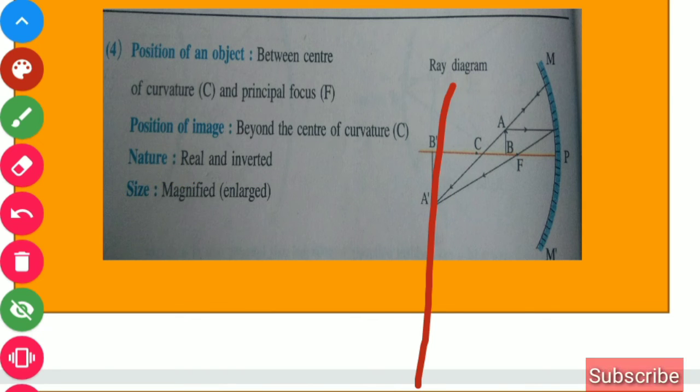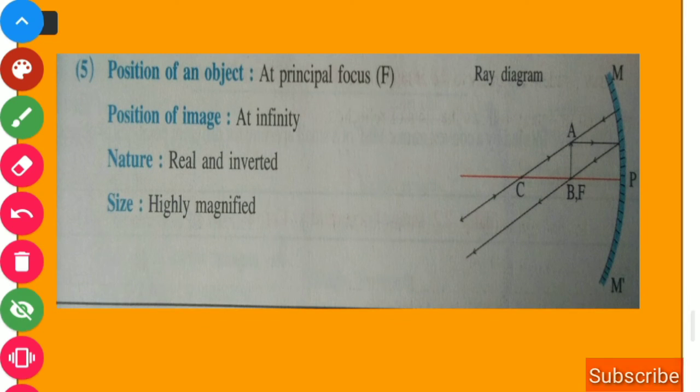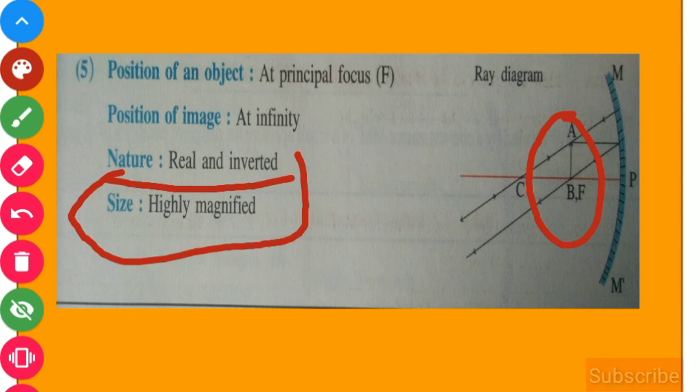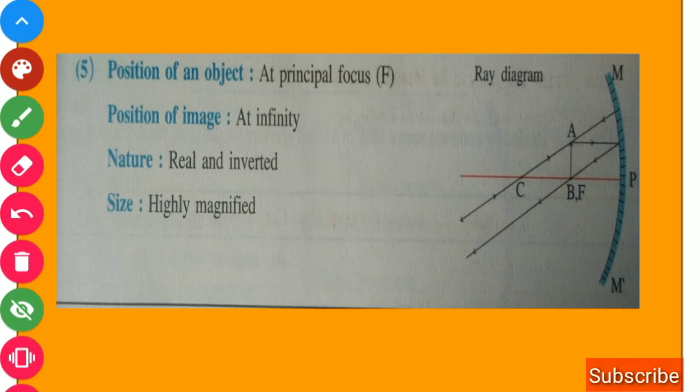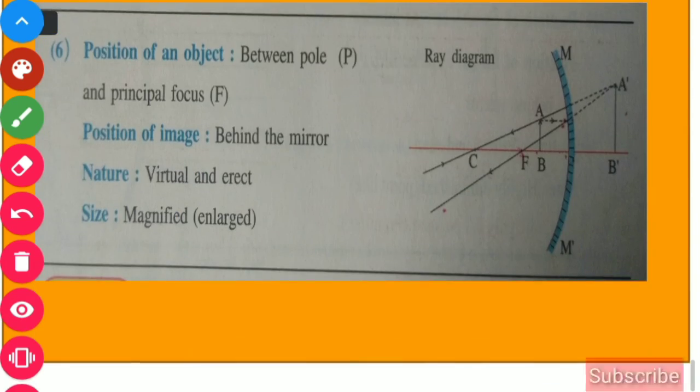And the fifth case is if the object will be at principal focus. If the object is at principal focus, then the position of image will be at infinite distance and the nature of the image will be real and inverted. Size will be highly magnified. As you can see over here, the rays from the object are getting reflected from the surface of the mirror and pass through the center of curvature, and somewhat it will go far and the image will be formed somewhere over here. Now let's move towards our last but not the least case, which is when the position of an object is between principal focus and pole of the reflecting mirror.